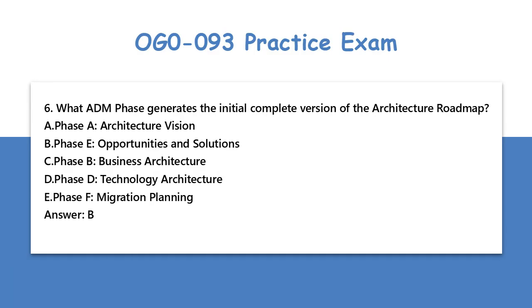6. What ADM phase generates the initial complete version of the architecture roadmap? A. Phase A, Architecture Vision. B. Phase E, Opportunities and Solutions. C. Phase B, Business Architecture. D. Phase D, Technology Architecture. E. Phase F, Migration Planning.